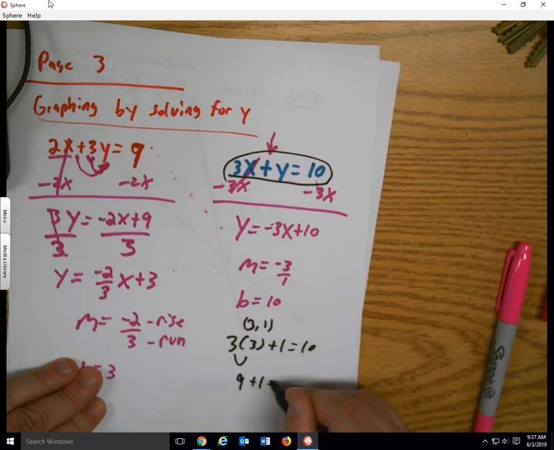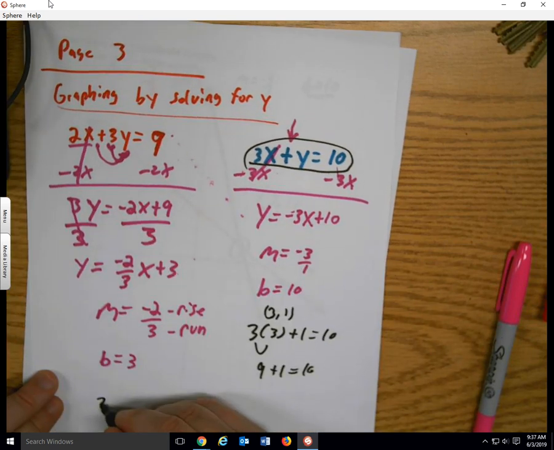9 plus 1 equals 10. You could also check it on this side.